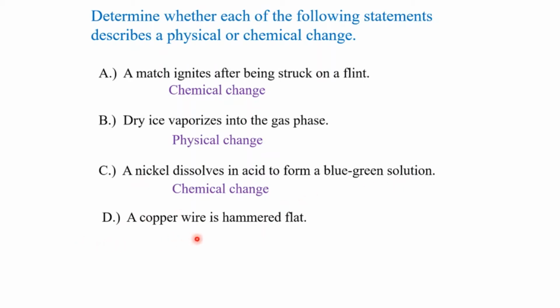A copper wire is hammered flat. Okay, again the shape change, but it's not a chemical change. It's the identity change that matters. Before you hammer it, and after you hammer a piece of copper wire, the identity of that material doesn't change. If it doesn't change, that's physical change. Only change the state, the shape.